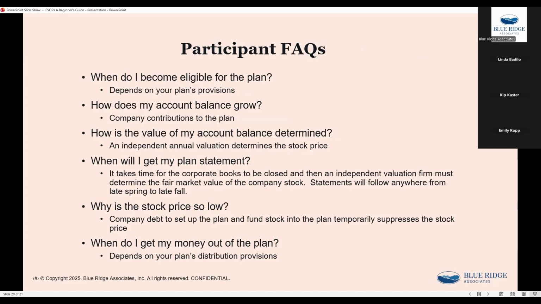But some of the things that might be unique to the ESOP is, when do I get my statements? Emily covered the timing, and you can see that that is not the same timing that they may be familiar with in the 401k plan. Something that happens with brand new ESOPs is the stock price is suppressed very early on, so that may be a question to deal with. And again, reach out to your ESOP consultant for help with any of these questions, and we can pull in our communications team and get you the help that you need.